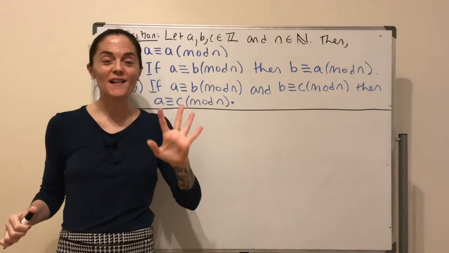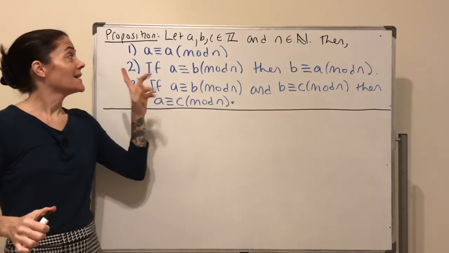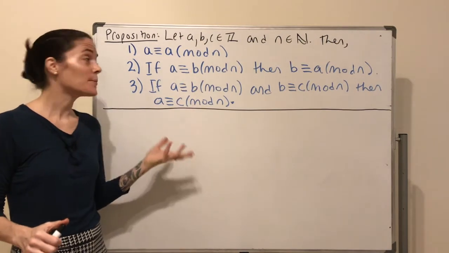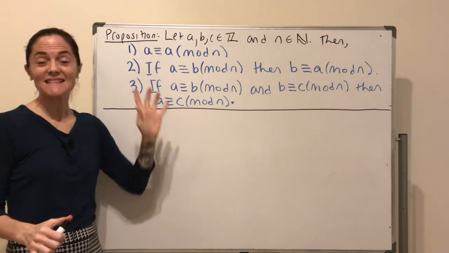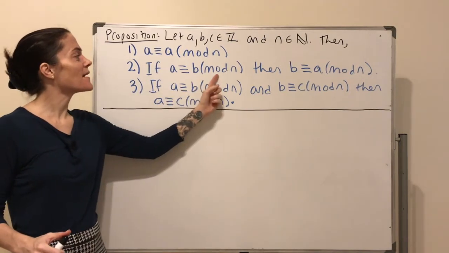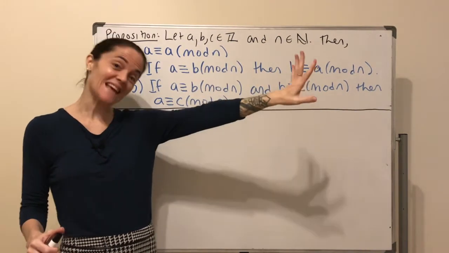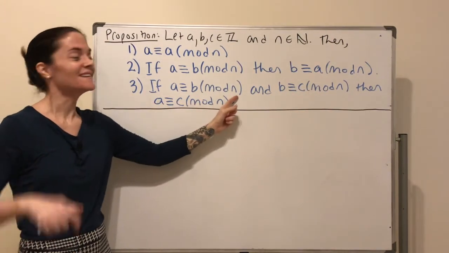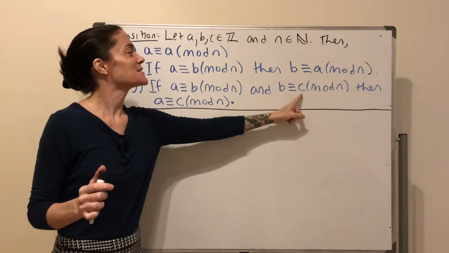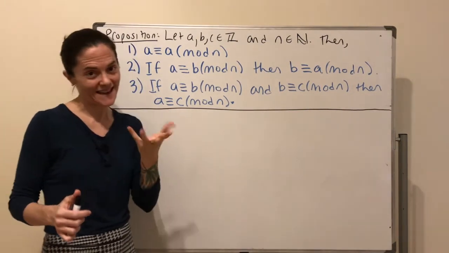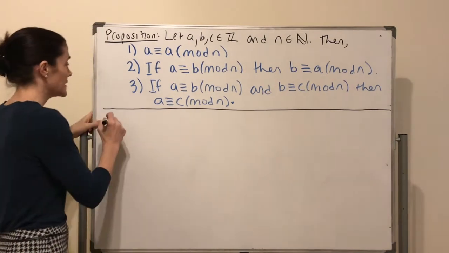Let's prove the following proposition. Given integers a, b, c, and n, a natural number, a is congruent to a mod n. If a is congruent to b mod n, then b is congruent to a mod n. And finally, if a is congruent to b mod n and b is congruent to c mod n, then we get a is congruent to c mod n. So let's prove this now.